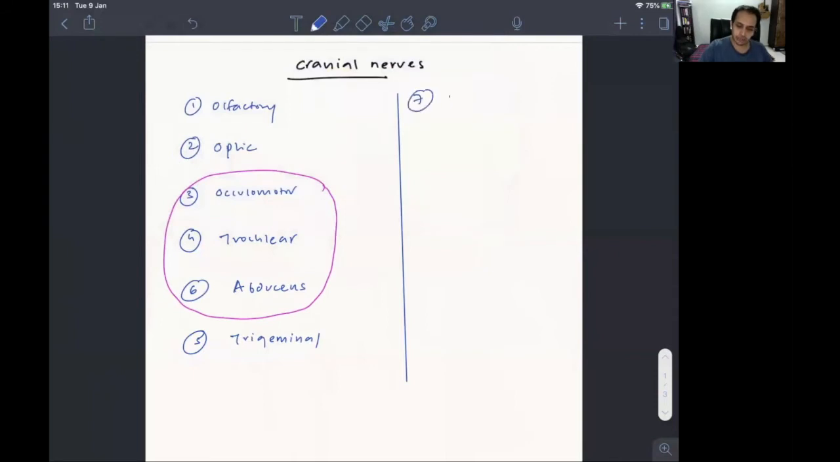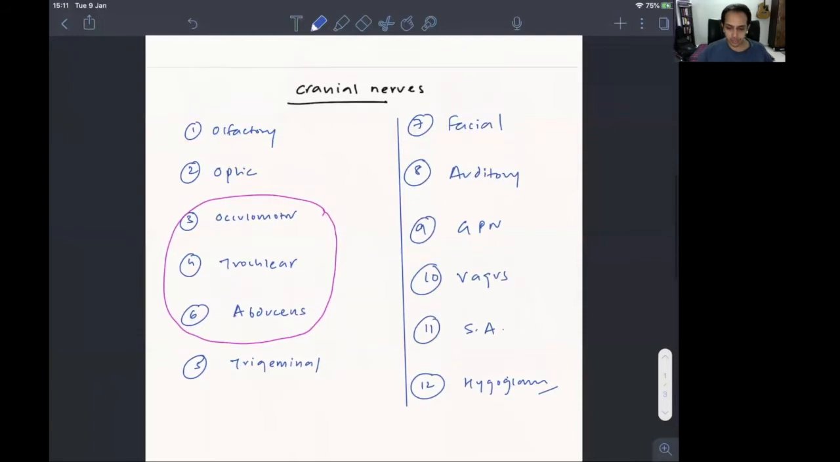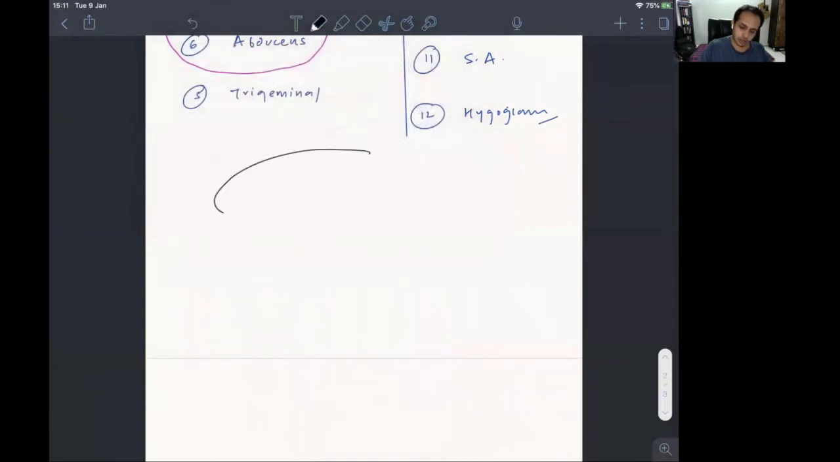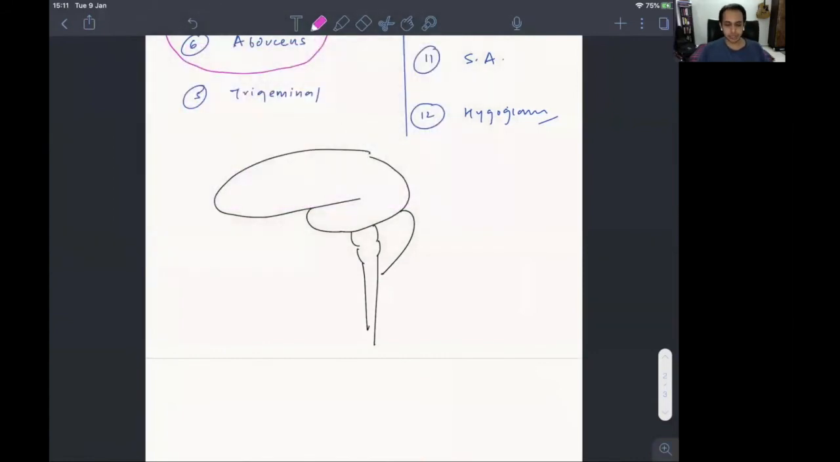And then your seventh is facial, eighth is auditory, ninth is glossopharyngeal, 10th is vagus, 11th is spinal accessory, and 12th is hypoglossal. So these are the cranial nerves, and anatomically, they will all arise from the brainstem. Okay, and they all arise sequentially. That is why they are numbered like that.